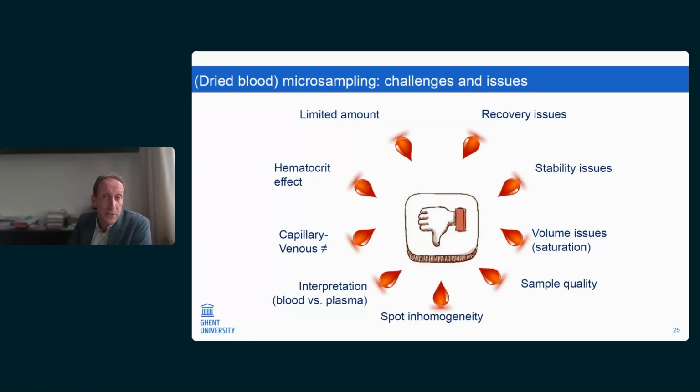But it's not just advantages, there are also several challenges and issues, and several of those have really posed a brake for the breakthrough of microsampling. There could be recovery issues, stability issues, volume issues. The sample quality, as I already said, is really important. Spot inhomogeneity may be one issue. Also interpretation issues. So you can look at the blood concentration versus the plasma. Capillary venous differences could be in place. Hematocrit effect. I won't go into too much detail today, but that's something that we've worked on quite heavily. And like I already said, you're confronted with a limited amount of material. So there are quite some things that still need to be tackled.